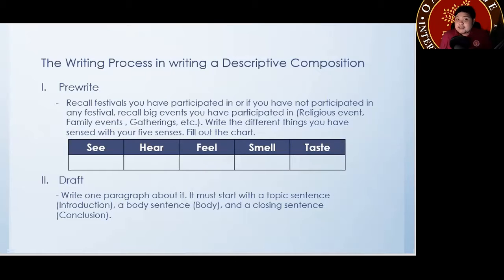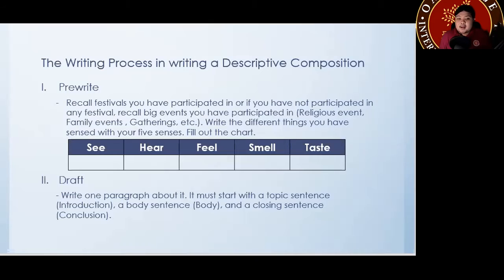Next, when you're done with that, you start writing your paragraph. Start writing one paragraph about it. For this write-up, you're not going to be writing three paragraphs, just one. In one paragraph, you have to start with a topic sentence. This is your introduction. A topic sentence tells the reader what you want to describe, for example, the festival or the big event that you've attended.